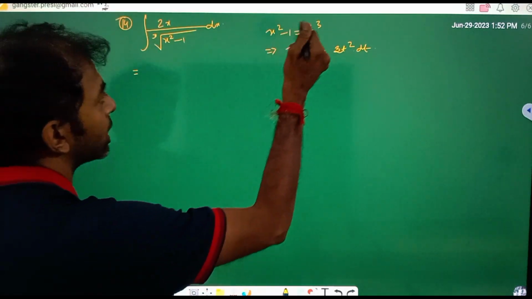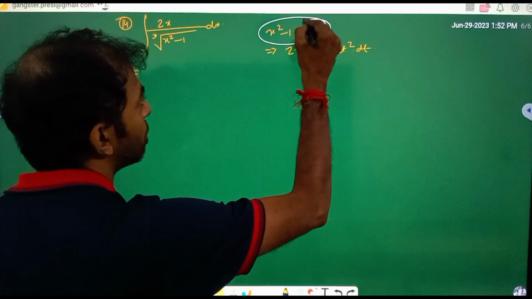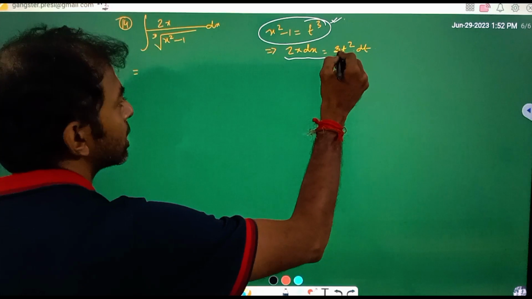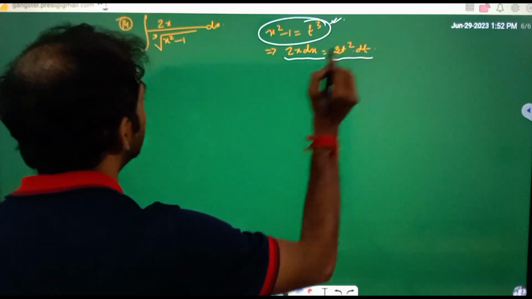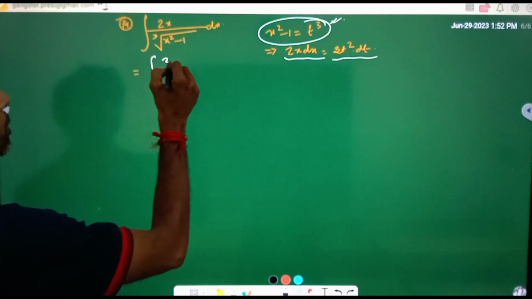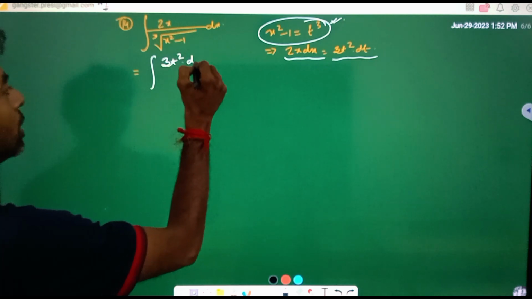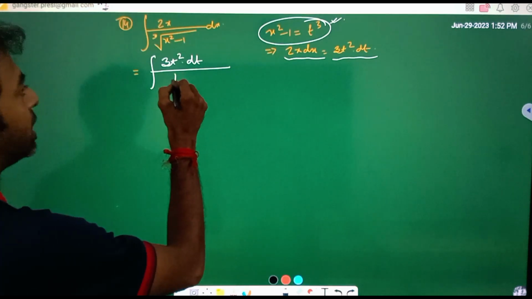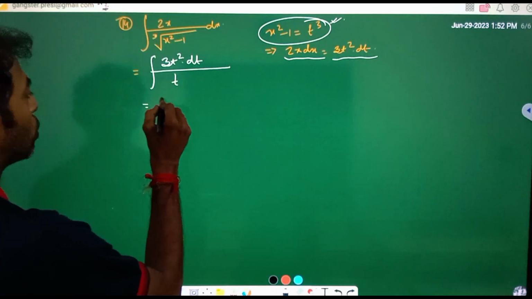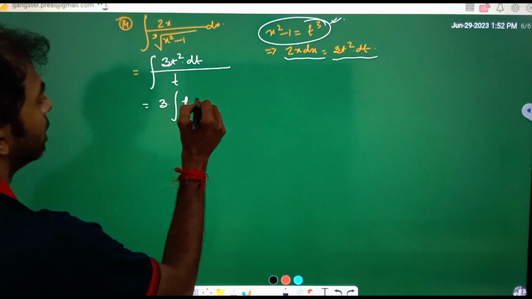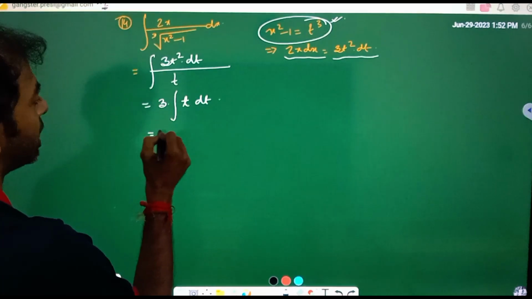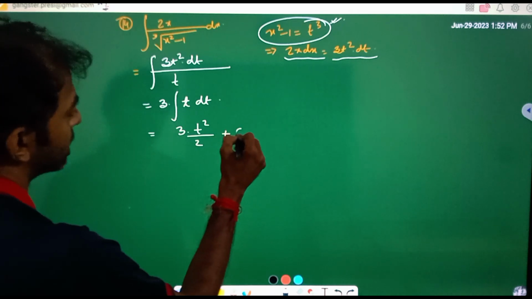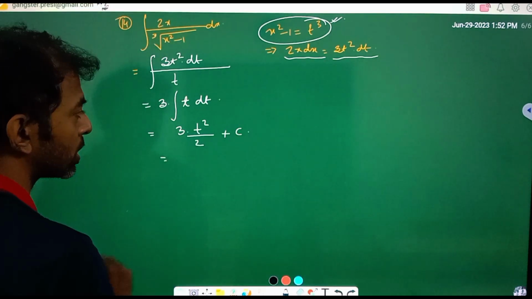Look at this one, x square minus 1 has been substituted by t cube, and the differentiation result will be 2x dx, and that will be 3t square dt. Now 2x dx has been substituted by 3t square dt divided by cube root of x square minus 1. That's going to be t, no problem. So the total result will be 3 integration t dt. Now after integrating, we will get the result 3t square by 2 plus c, where c is the integral constant.